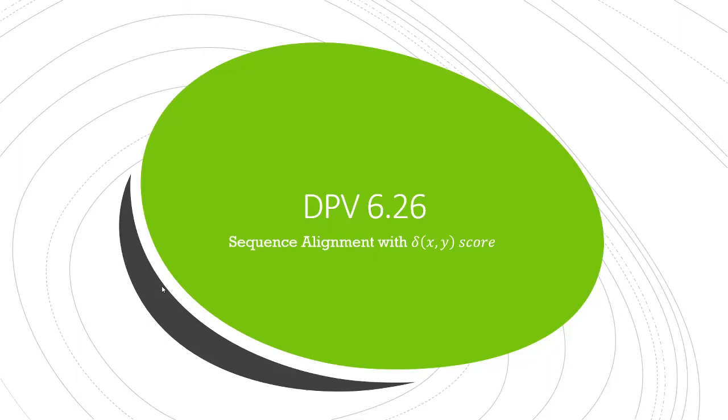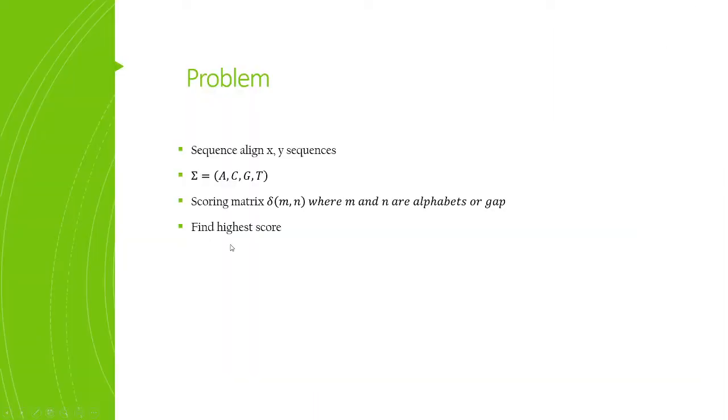Welcome guys to another session on dynamic programming, and today we're talking about sequence alignment with delta scoring matrix. So let's dive into the problem. We are given two sequences X and Y which look like genome sequences. They have alphabet over A, C, G, and T.